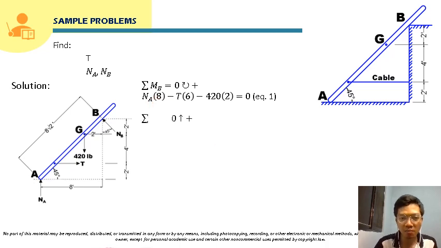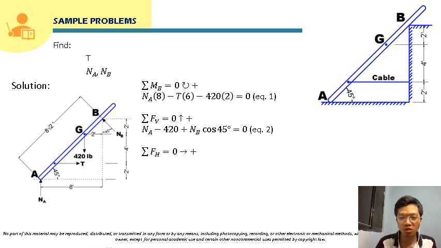So we can sum up forces vertical also. Summing up forces vertical is equal to 0, with positive for upward forces. NA will be positive, 420 will be negative, and the vertical component of NB will be NB cosine 45 degrees, equal to 0. This will be our equation 2. We cannot solve equation 1 and equation 2 simultaneously because they have different unknowns, so we have to generate one more equation.